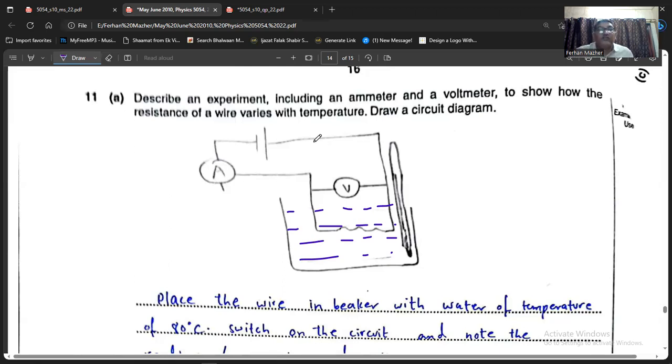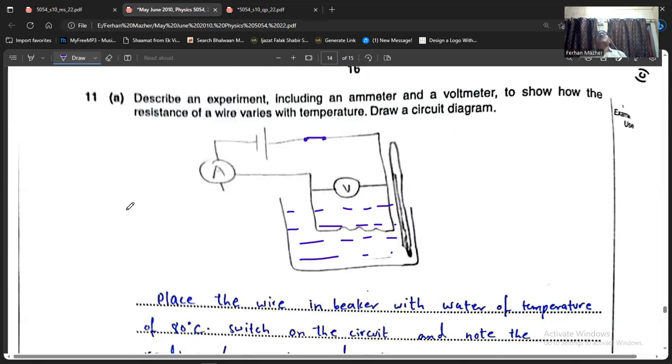I have not shown here a switch. So let's see, for example, here we have a switch also. So when the temperature becomes 70, I will close the switch. When I close the switch, what will happen? Immediately note down the reading on the ammeter and the reading on the voltmeter. Just note them down and open the switch. You can divide the voltmeter reading by the ammeter reading, and that will give you the resistance of the wire.